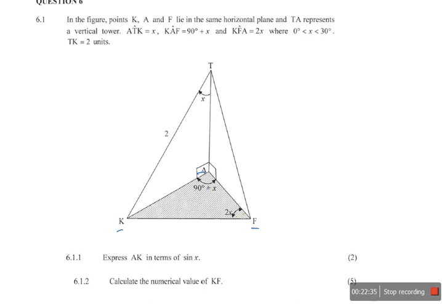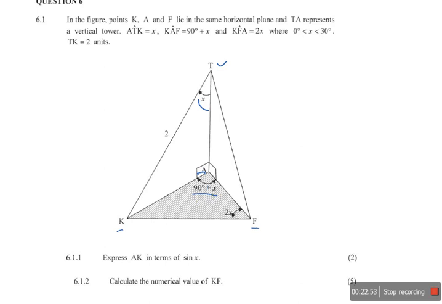Let's say A represents a vertical tower. Nange uthi lapha phezulu siyambona, nange A lapha ezansi. Then angle AKT is equal to angle x, nangu siyambona la. Then we go to angle KAF, it's 90 plus x, nangu siyambona la.